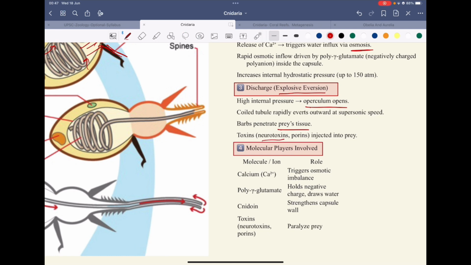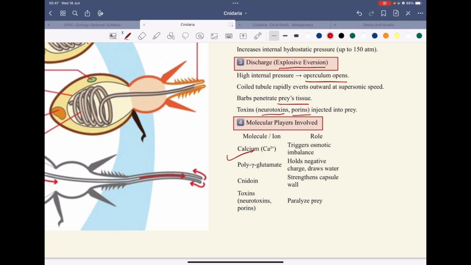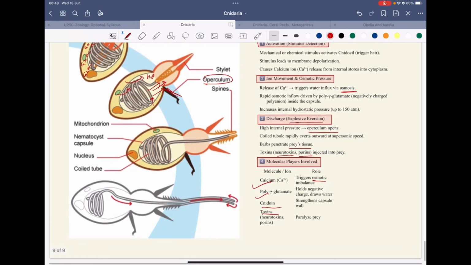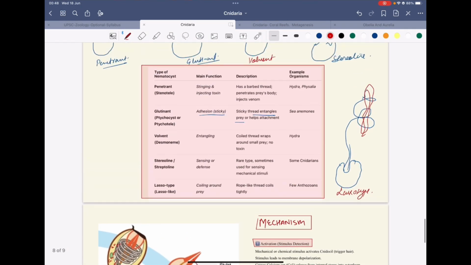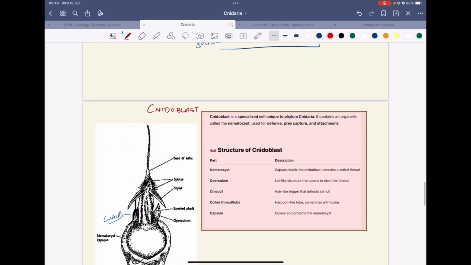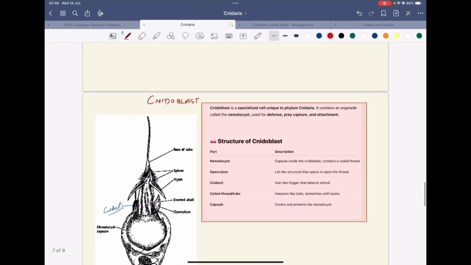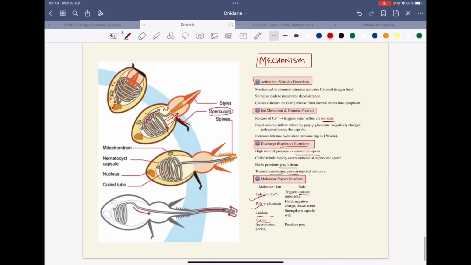Then the toxins, neurotoxins or porins, are released. The molecules involved: first, calcium is there as a trigger, and polygamma glutamate, which holds a negative charge and draws water. Then nidogen strengthens the capsule wall, and there are toxins, neurotoxins or porins, which paralyze the prey. Overall, you know this mechanism now, and the functions include capturing prey, defense or attachment. Locomotion is also possible through it.